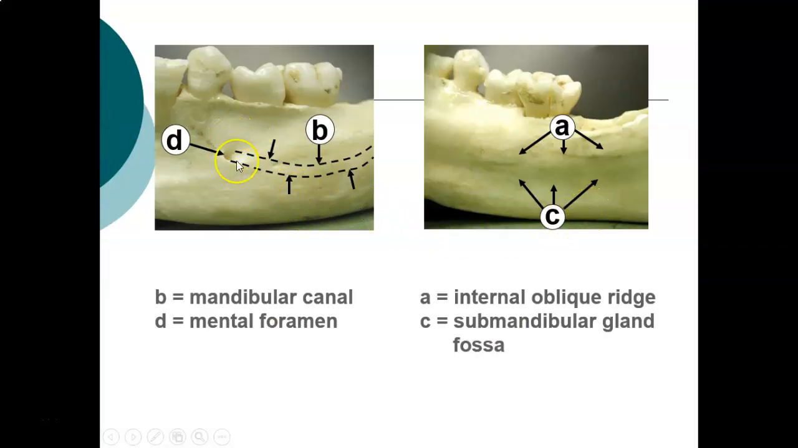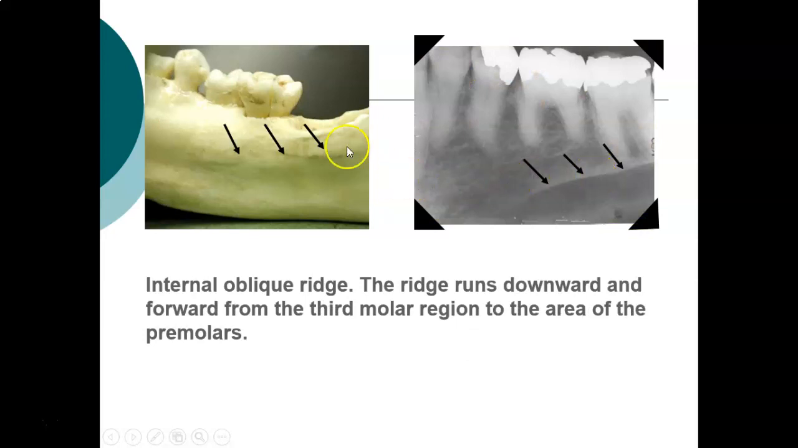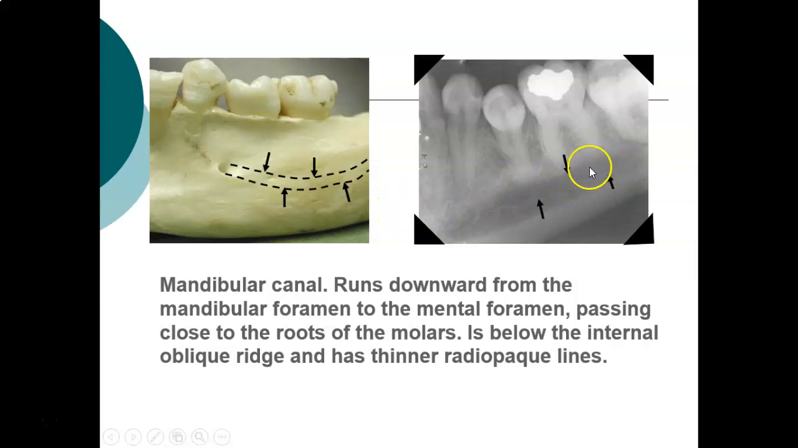So here on the skeleton, we see the foramen, and this is where the mandibular canal is. Internal oblique ridge, and the submandibular gland fossa. You can see how it's a scooped out, hollowed out area right below the ridge. So here we have the internal oblique ridge, and the ridge runs downward and forward from the third molar region to the area of the premolars. And you can see the submandibular fossa down here. It's more of a radiolucent area. And again, submandibular fossa, big radiolucent area.